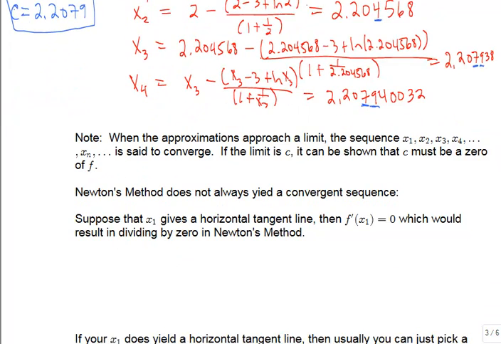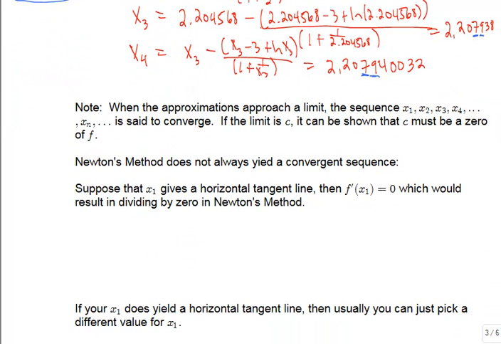Now, just a note here, when the approximations approach a limit, the sequence of these guesses, the x sub 1, the x sub 2, the x sub 3, the x sub 4, and so on, we say that if that is approaching a number, that's said to converge. And if that limit is c, it can be shown that c must be a zero of this function f. Unfortunately, Newton's method does not always yield a convergent sequence.